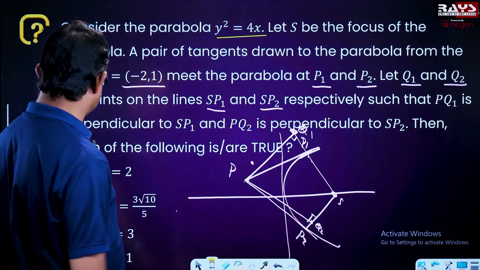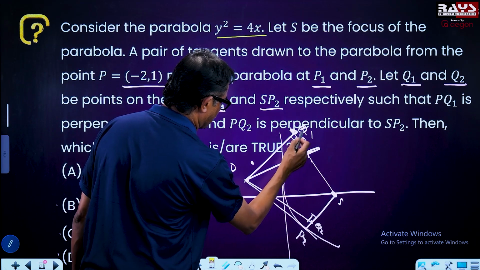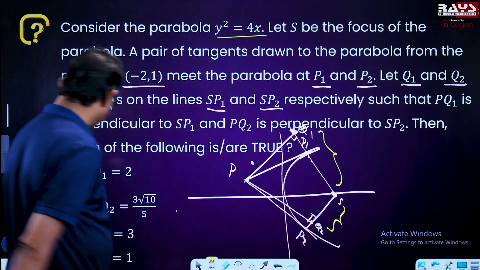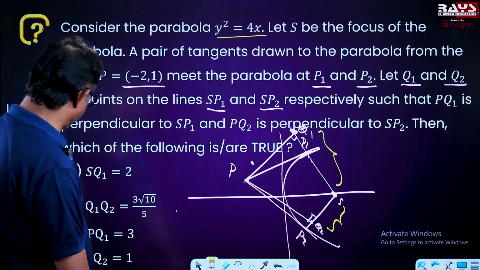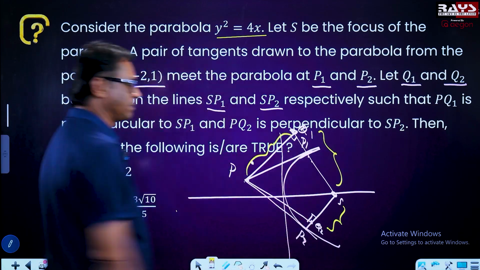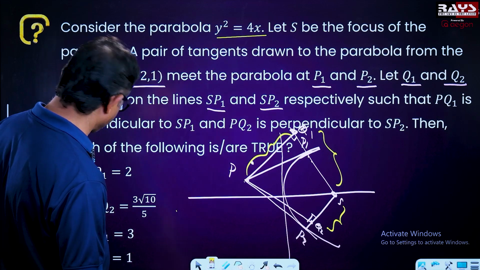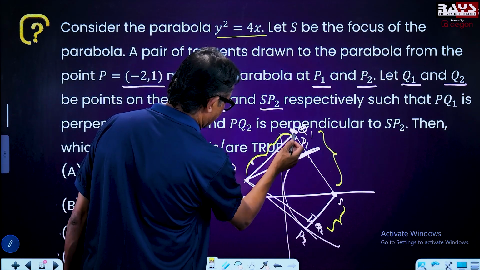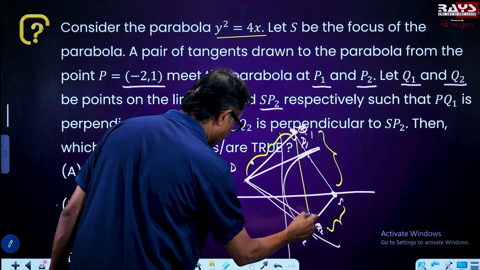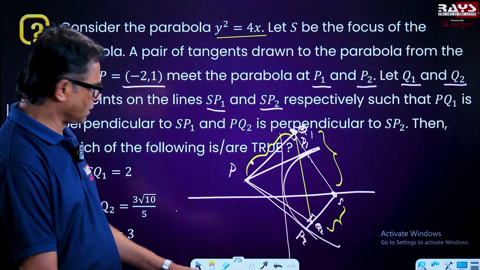So this is what is given. Now, what do you have to find out? You have to find out SQ1 and SQ2. We have to find out PQ1, this distance. And again Q1Q2, this distance, you have to find out. So these are the things we have to find out.